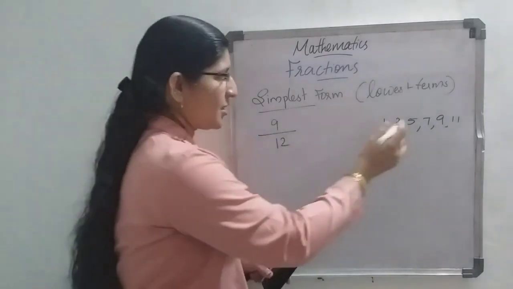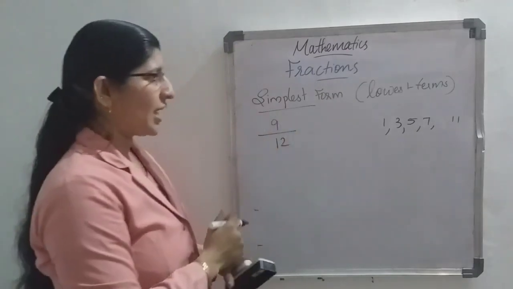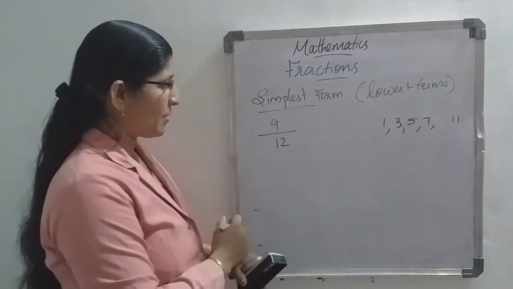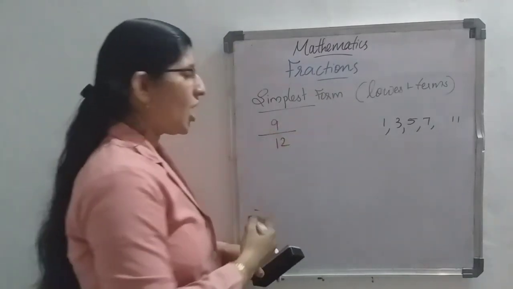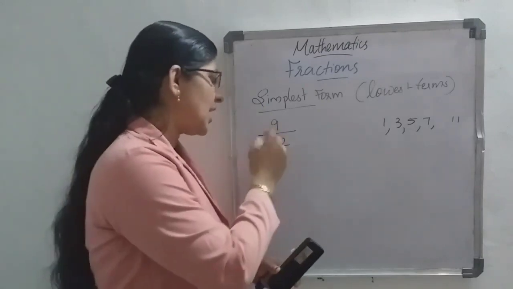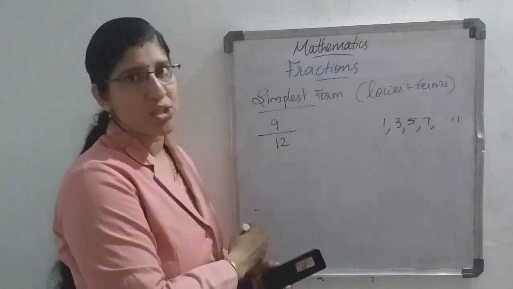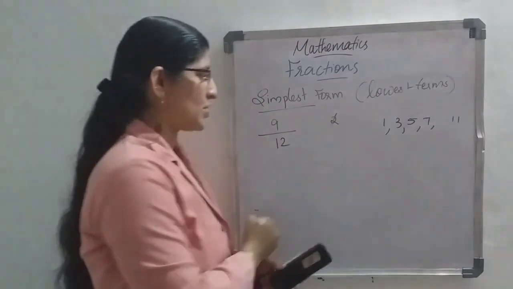So here 9 is not a prime number. 12 is not a prime number. We need to divide it again. How will you divide it? 9 is not an even number. So 2 is not possible.